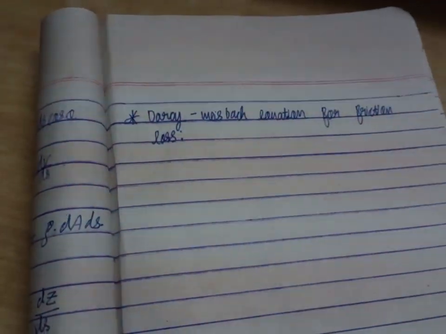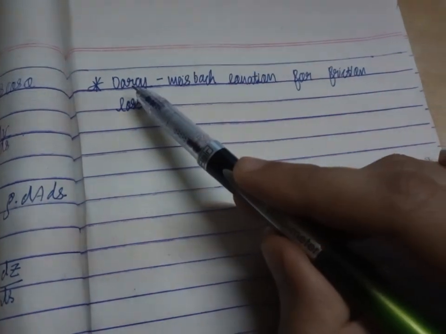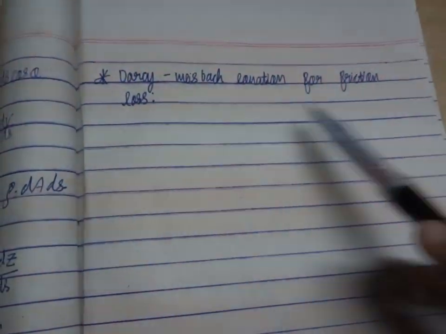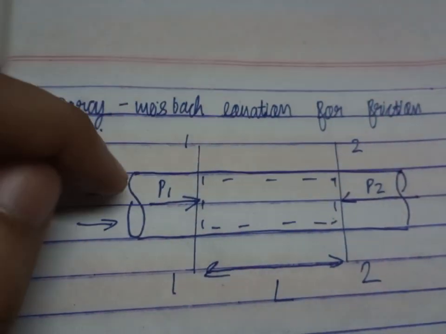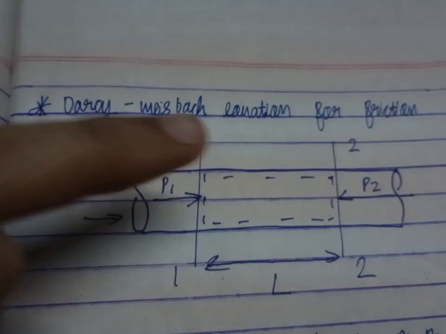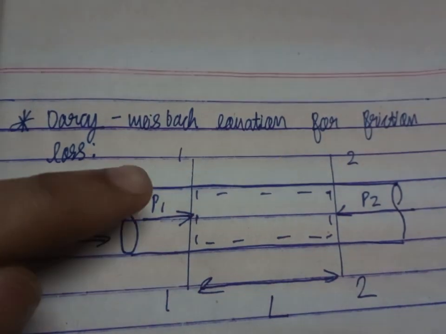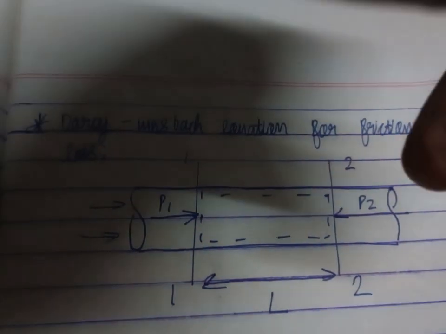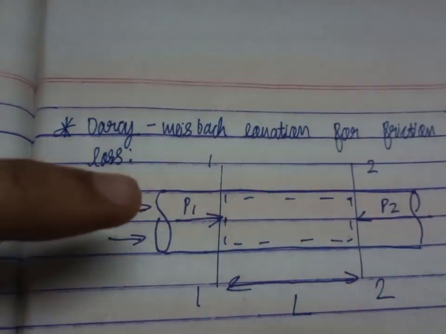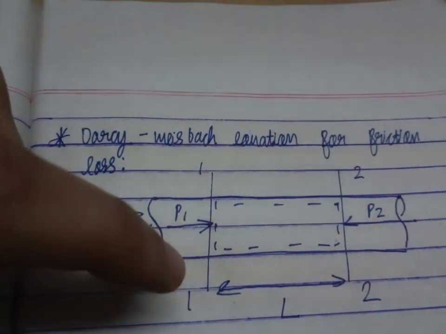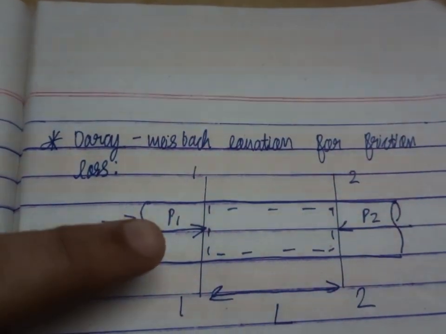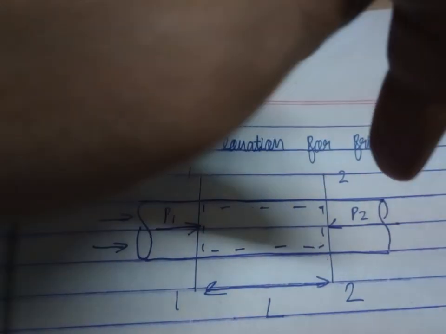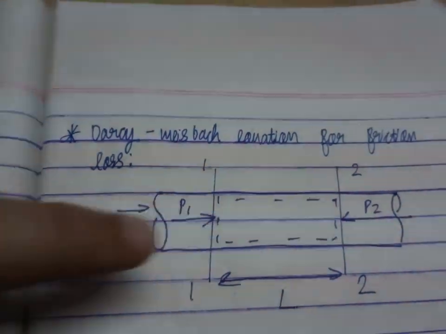My name is Angad Singh, and today we are going to derive the Darcy Weisbach equation for friction loss. As you can see, this is a pipe through which fluid is flowing. This is our P1 and this one P2. This is the second pressure and the first pressure: the first pressure at the first section, and the second pressure at the second section. So pressure 1 is greater than pressure 2 if fluid is flowing from here.